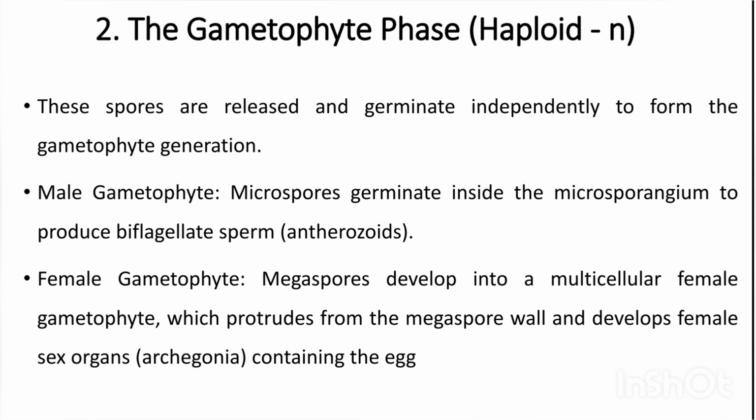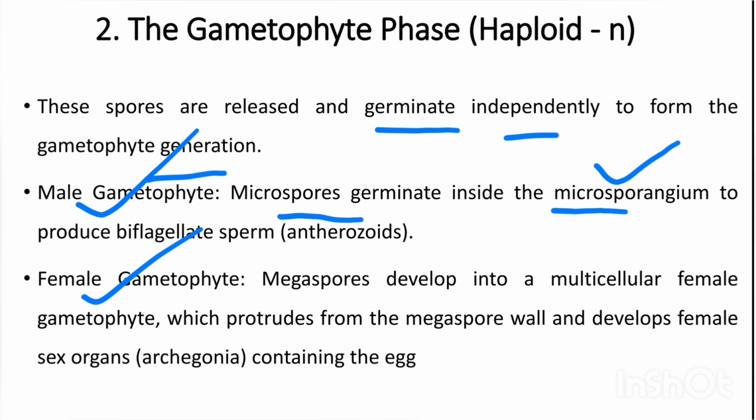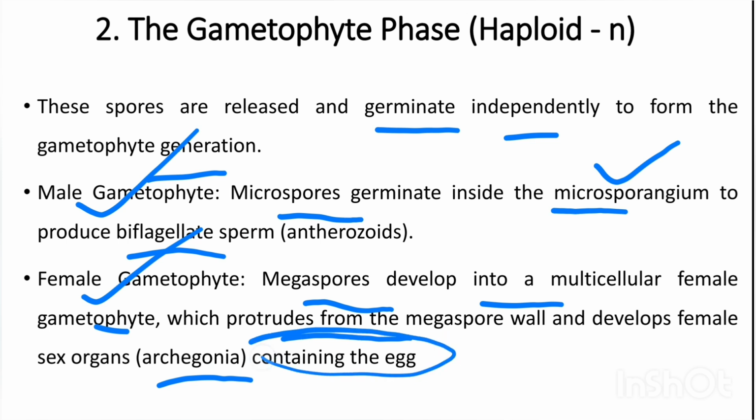These spores after release into the environment can germinate independently to form the gametophytic generation. Microspore germinates to form the male gametophyte and megaspore germinates to produce the female gametophyte. Microspore germinates inside the microsporangium to produce biflagellate sperms or anthrazoids. Megaspore develops into a multicellular female gametophyte which protrudes out from the megaspore wall and develops the female sex organ containing the egg, and that female sex organ is called archegonia.